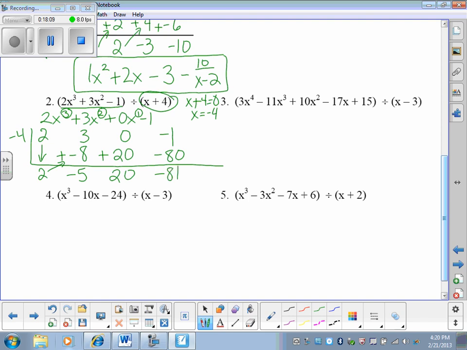Not a very nice number, is it? Hopefully I didn't make a mistake anywhere there. Checking my work real quick. Okay, and then I just rewrite it with my new coefficients. So in this case, I'm going to come down here with that. I get 2x squared minus 5x plus 20 minus 81 over my divisor, x plus 4. And that's my answer.